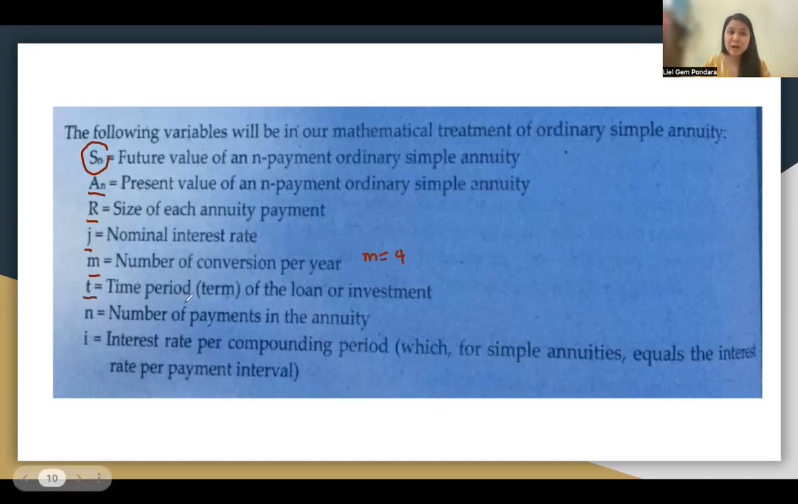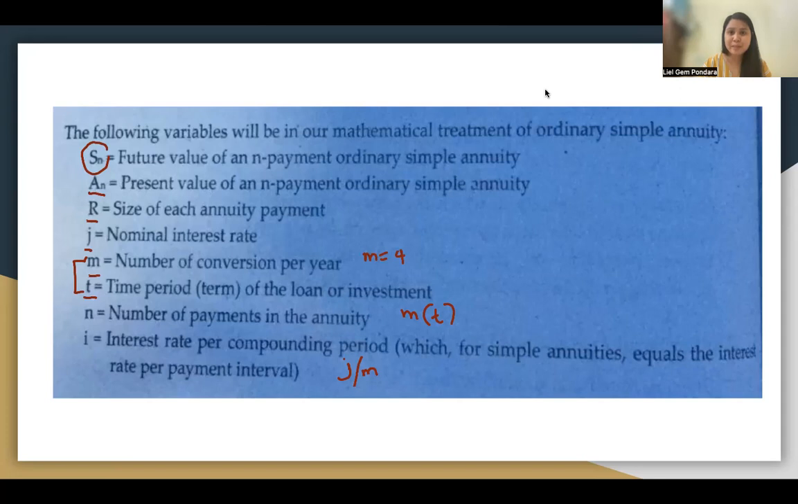T is a time period or term of the loan or investment. It's in years. N is a total number of payments. How will you do it? You multiply the number of conversion periods times the number of years. I is our interest rate or the periodic interest rate. That will be the nominal interest rate divided by the number of compounding periods in a year.